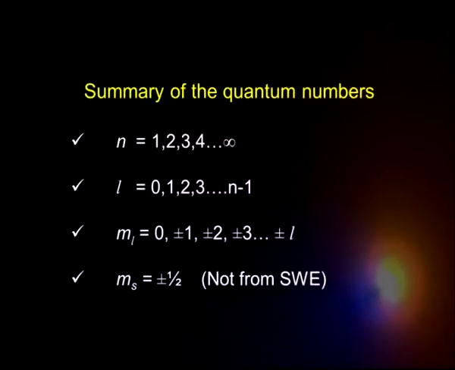Let's understand that. Before we continue there, let's put them together so that we can recall that n has a value of 1, 2, 3, 4 up to infinity. l has a value of 0, 1, 2, 3 up to n minus 1, and ml, the magnetic quantum number, has a value of 0, plus minus 1, plus minus 2 up to plus minus l. And in addition to these three, we have one more quantum number which doesn't follow from our Schrodinger wave equation, but has been imposed from outside. That is called the spin quantum number, given a value of ms equal to plus minus half.